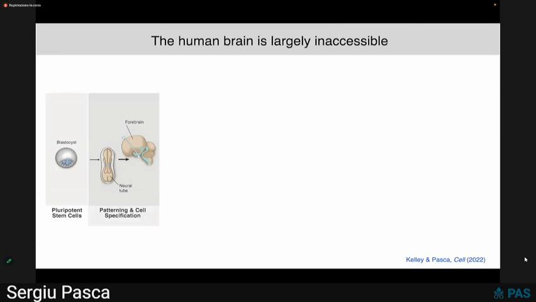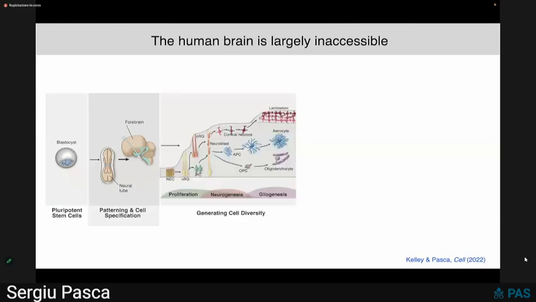So, for instance, if you were to look at the stages of human brain development, well, we know quite a lot about the early stages of patterning and cell specification. And in the past decade or so, we've learned more and more about cell diversity across the nervous system. So now we have atlases of parts, at least, of the human nervous system. The reality is that the more we advance in human brain development, the less we know. For instance, we still have a very poor understanding of how cells are moving across the nervous system, and this is more of a rule rather than an exception.